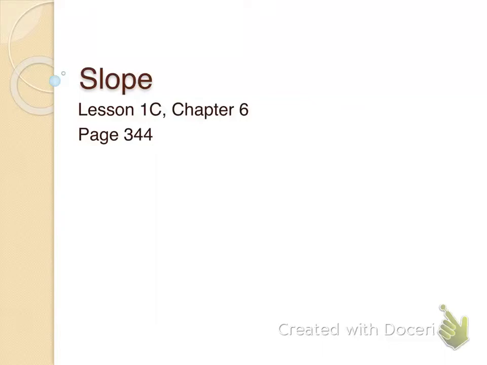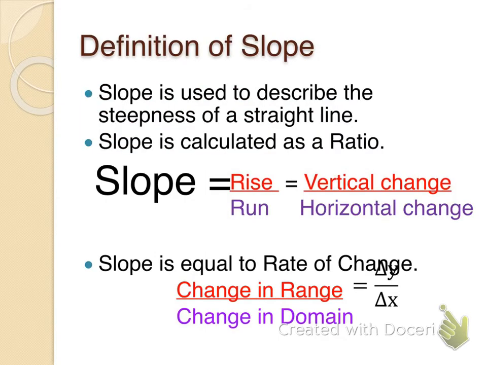Today our lesson is going to be on slope. This follows straight from constant rate of change that we've been talking about. First thing you need is a definition of slope. Slope is used to describe the steepness of a straight line. Slope is calculated as a ratio. When we calculated constant rate of change, we were also calculating a ratio or a fraction.